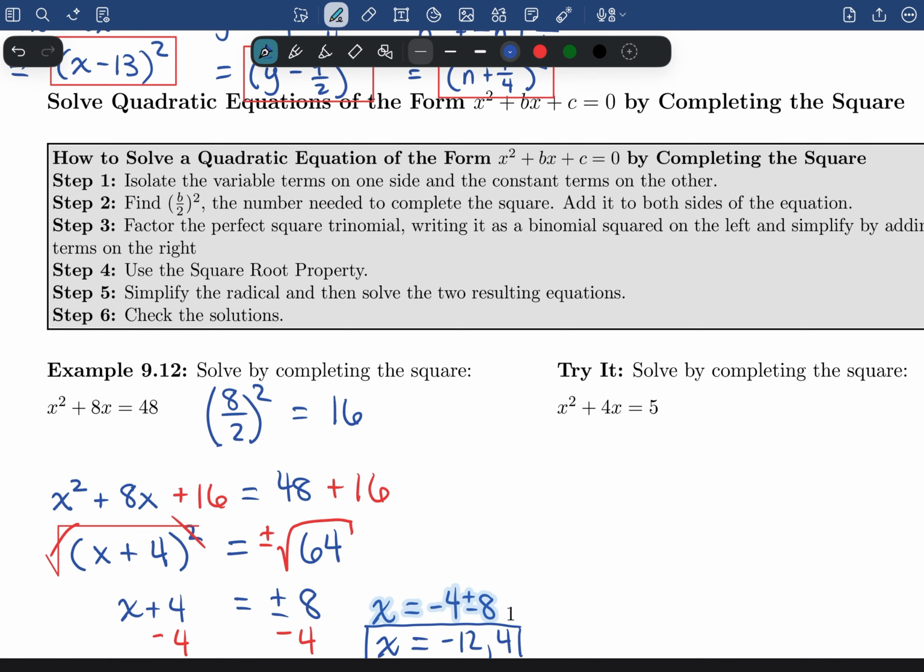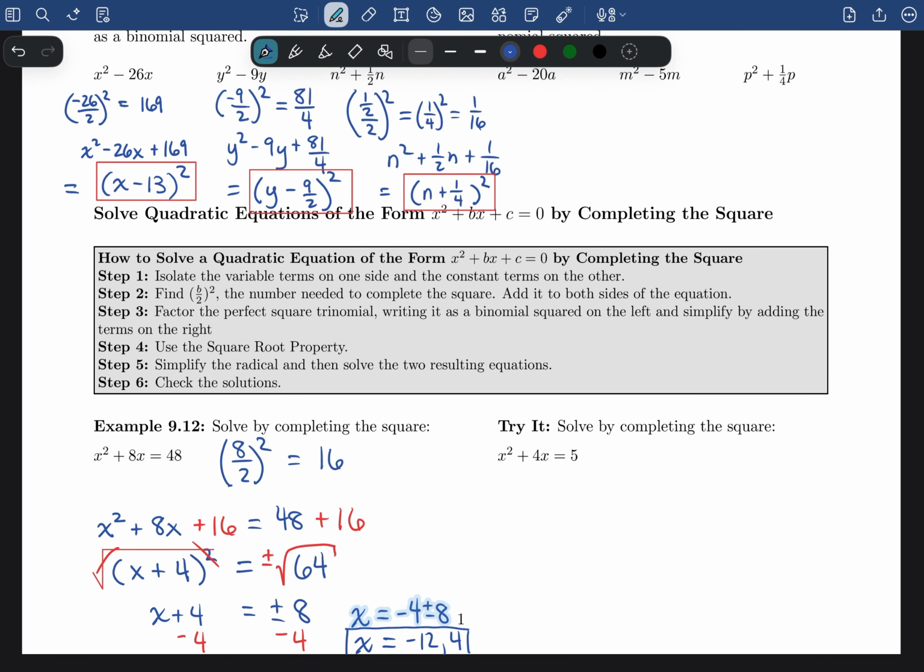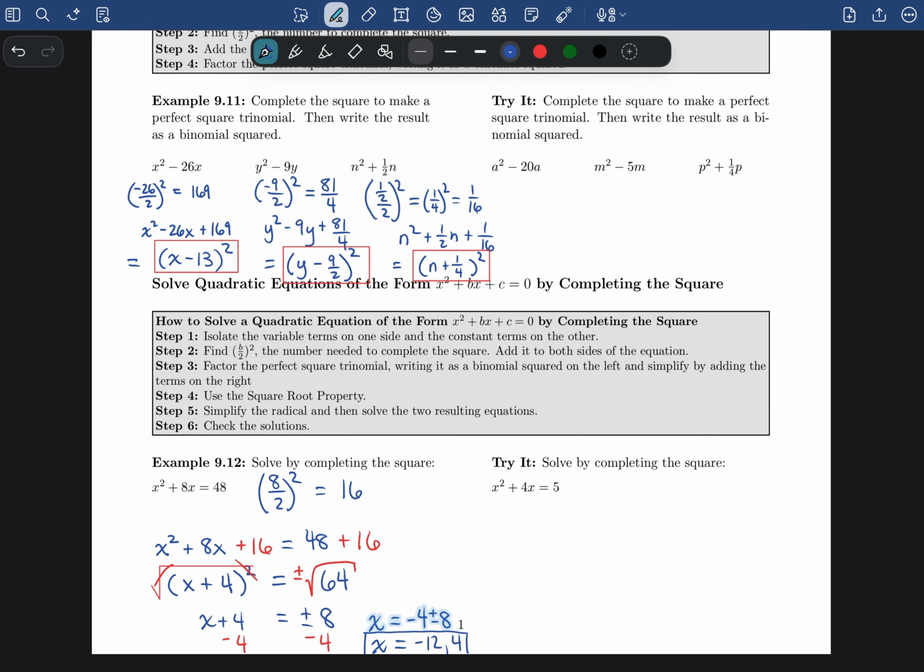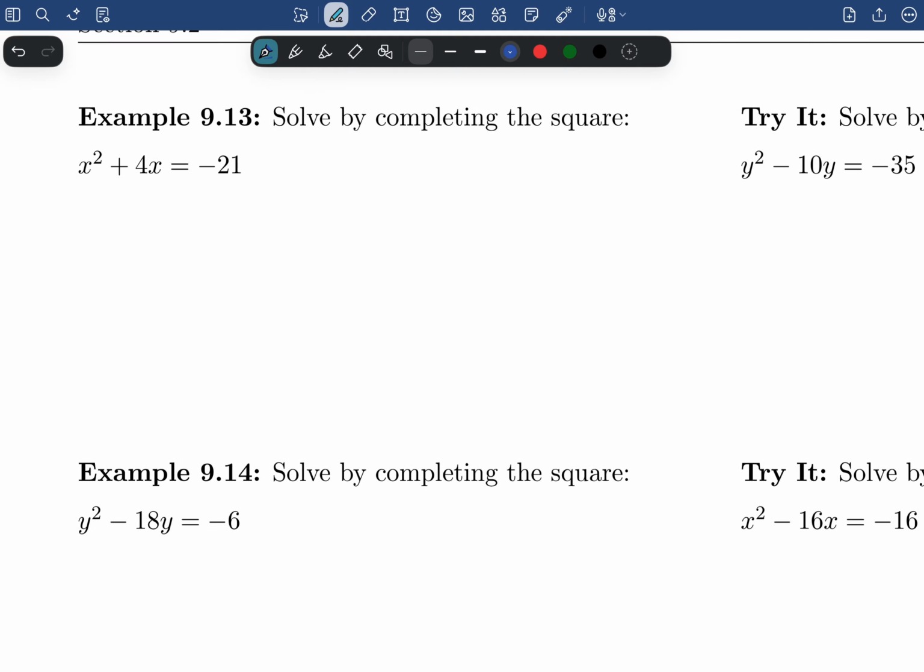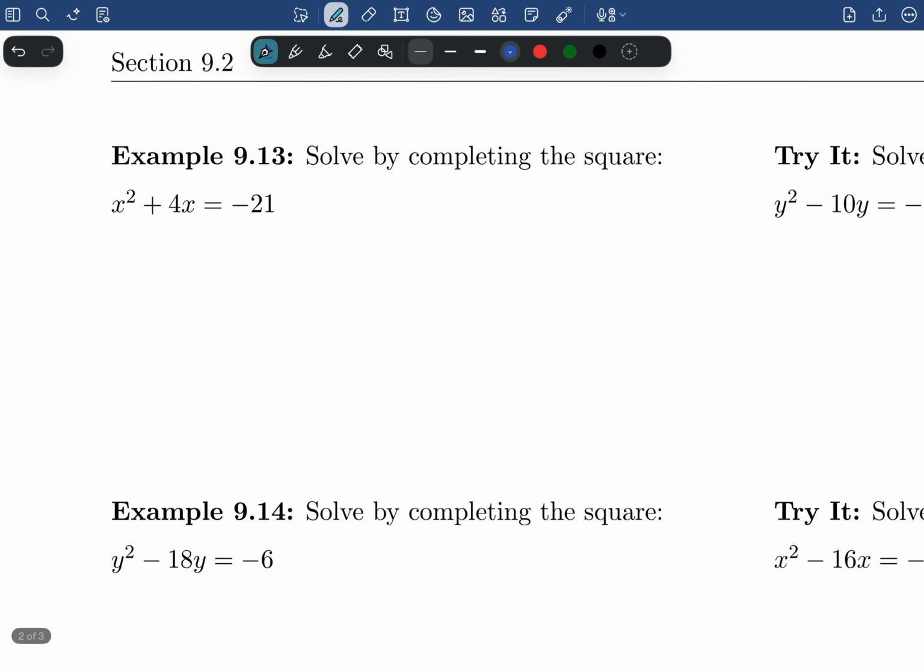This method of completing the square will be done in higher level math courses, and I'm helping prepare you for that moment right now. Here we go. Let's try some others. And I'm going to continue to use that step process. You can go back to refer to that in your notes.